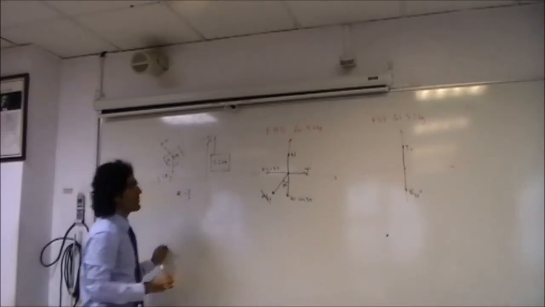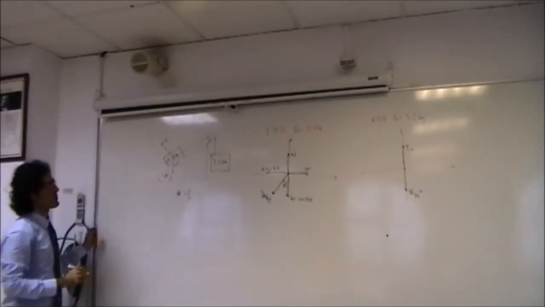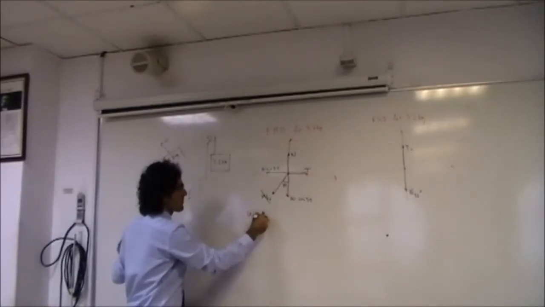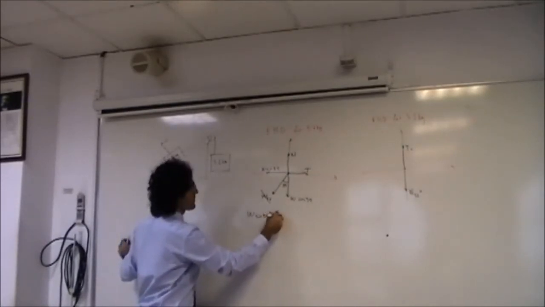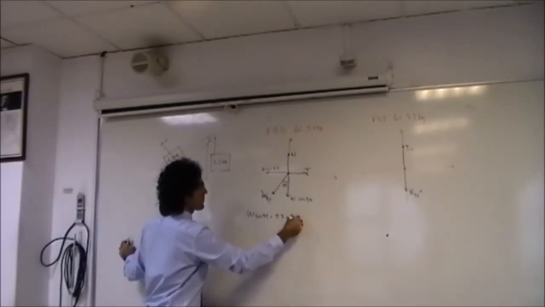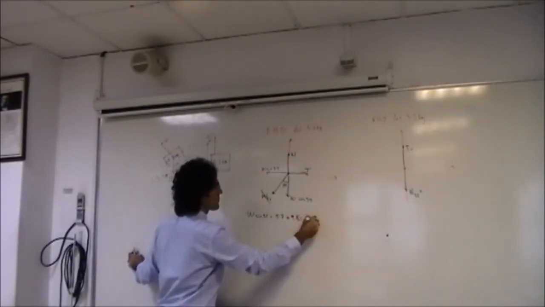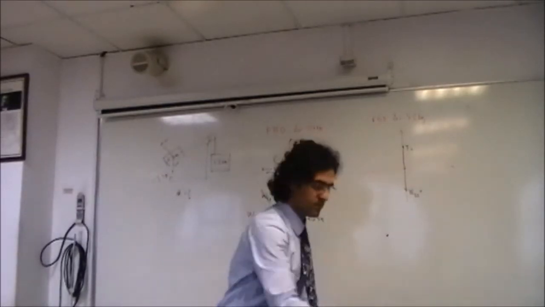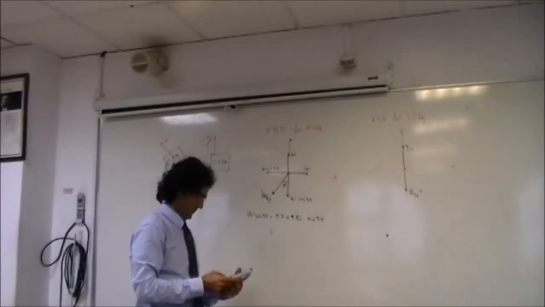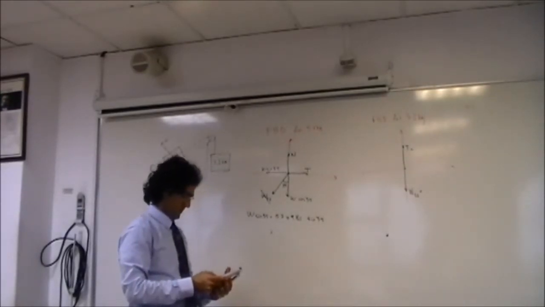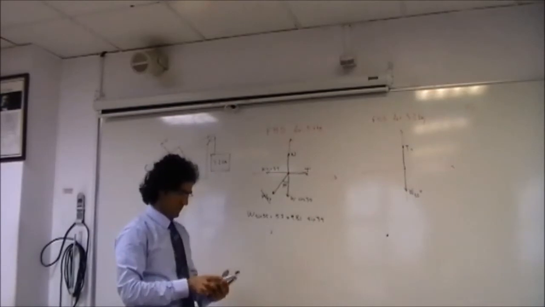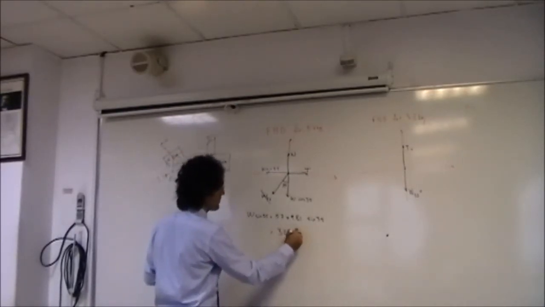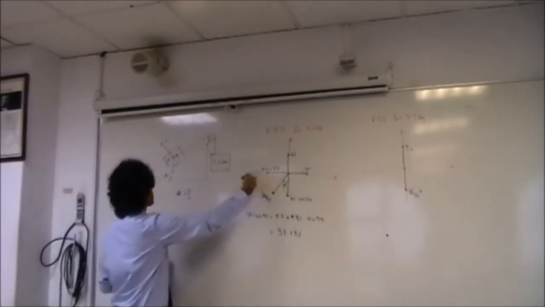So I can only look at the components of weight over here to identify if it is moving to the right or to the left. Let's find W sine 35, which is equal to 5.7 multiplied by 9.81 multiplied by sine of 35, and that is going to give you 32.1 newtons. So this force is applied in that direction.